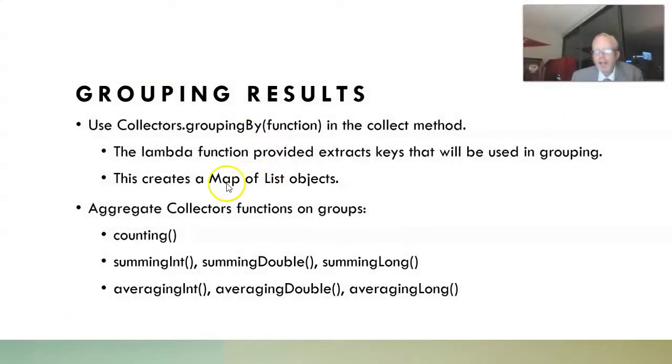And it's interesting that we're using two different collections here. We're using a map where the key is whatever key we're grouping by, and the value is a list of items that share that key. Now, we also have some aggregation collectors: counting, summing int, summing double, summing long, averaging int, averaging double, averaging long. Those are somewhat self-descriptive. So that's an overview look at streams in Java.